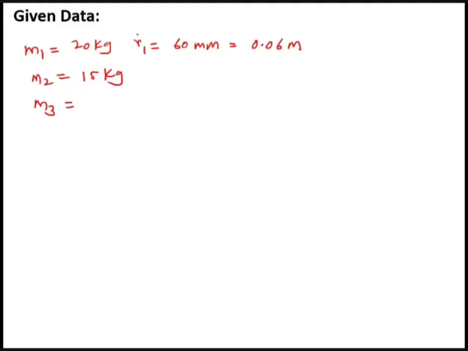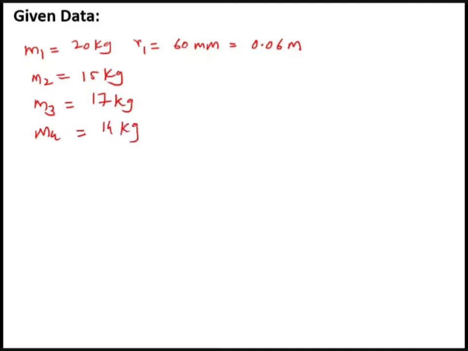So the given data is, we know that M1 is given as 20 kg and the corresponding R1, that is the radius of rotation, is given as 60 mm. So 60 mm is nothing but 0.06 meter. Okay. Next, M2 is given as 15 kg. Next, M3 is given as 17 kg and M4 is given as 14 kg.